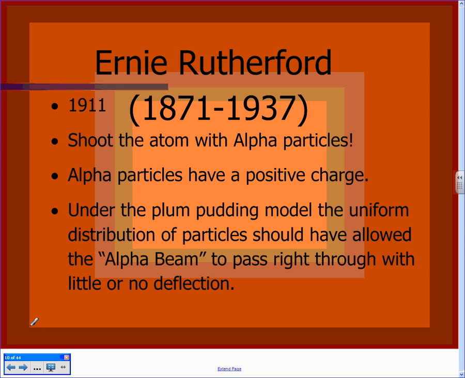Ernest Rutherford was born in 1871, and around 1911, so in his 40s, he decided to shoot the atom. Yep, he shot the atom with particles. As a matter of fact, he shot it with alpha particles. Now, alpha particles are a type of radiation.